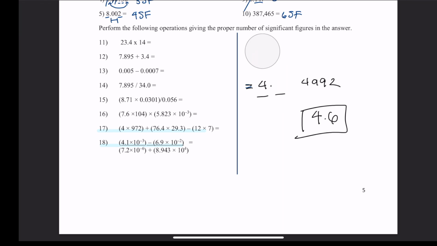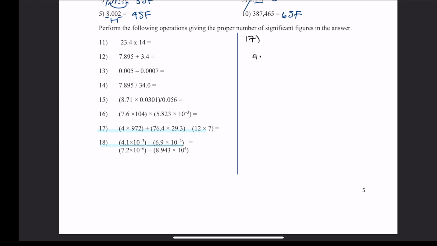Now, here we go with a tricky question, because it's a combination of the two operations, addition, subtraction, and multiplication and division. So, if I see this here, let me write the number down. We have 4 times 972 plus 76.4 times 29.3 minus 12 times 7. Let's count for each sig fig. This is 1 sig fig, 3 sig fig, 3 sig fig, 3 sig fig, 2 sig fig, 1 sig fig. So, key thing is, you gotta multiply everything out first.